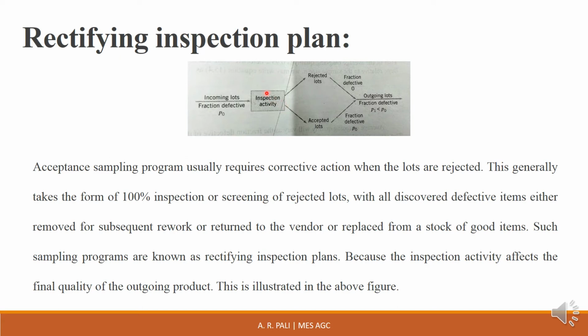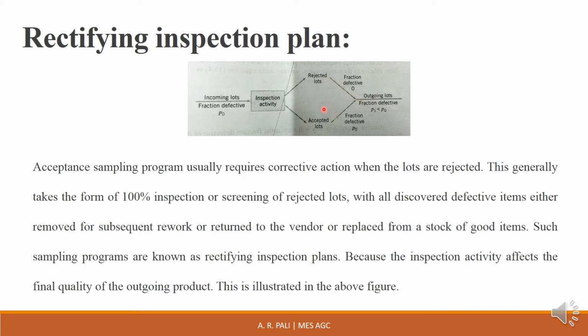Now this is the inspection activity, right? This is where we are applying the acceptance sampling plan. We are taking a sample from each lot, then we are either rejecting the lot or accepting the lot. This is where rectification is happening. Now the rejected lot, here we are doing 100% inspection. This is what we have seen. If the lot is rejected, we are doing 100% inspection. After doing 100% inspection of that lot, that lot has no defective items, because either we are removing the defective items or we are replacing them with good items. So there are no defective items.